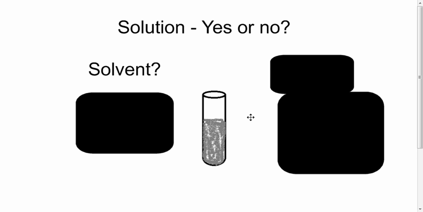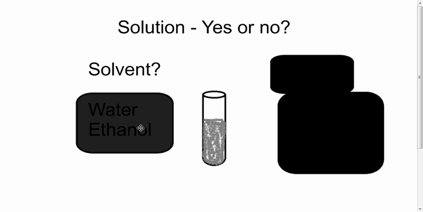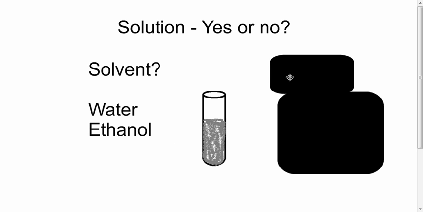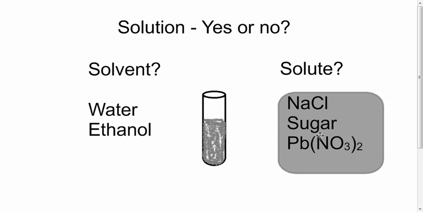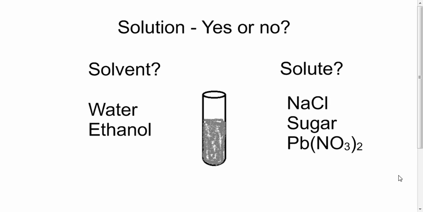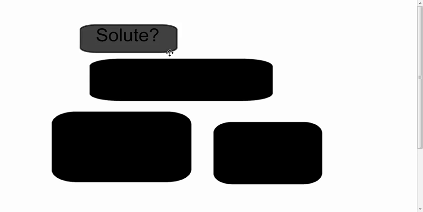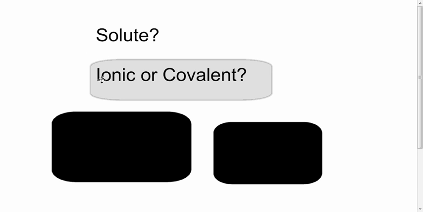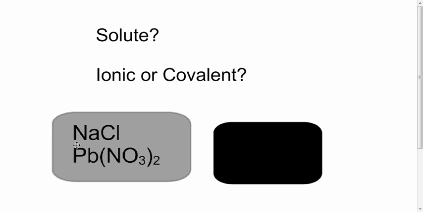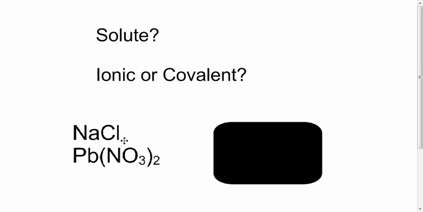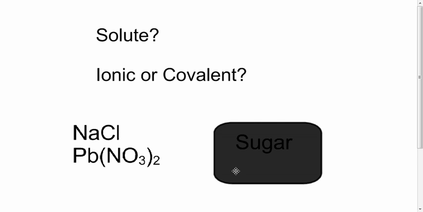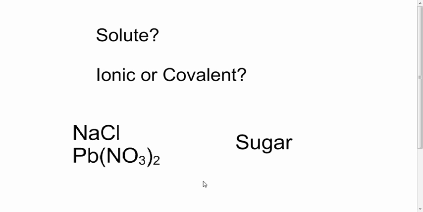If it is a solution, what's the solvent? Is it water? Is it ethanol? What's the solute? Is it sugar? Is it salt? Is it lead nitrate? And then the solute can be ionic or covalent. If it's ionic, it's something that's got a cation and an anion, and it's going to be composed of ions. Or covalent is something like sugar, that's only nonmetals.